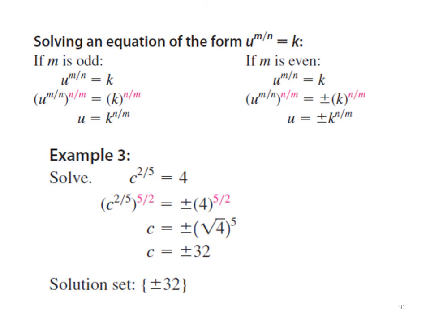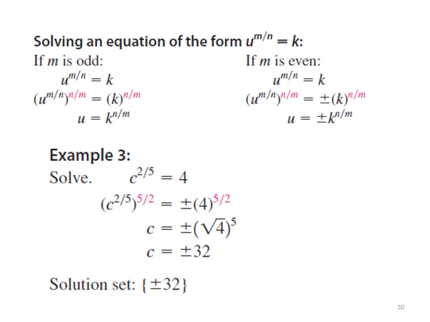By raising both sides to the same power, you have u raised to the power m over n, everything raised to the power n over m equal k raised to the power n over m. Now for the left hand side, if you multiply the inside and outside powers, you get u, and the right hand side is just k to the n over m, and that will give you your solution. You have one solution because m is odd, so when you raise the power to the power n over m, when m is odd, you have only one solution.